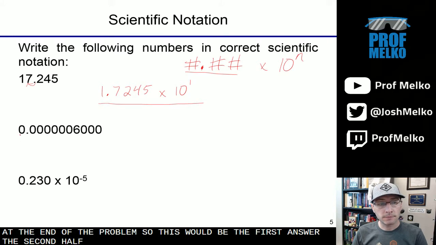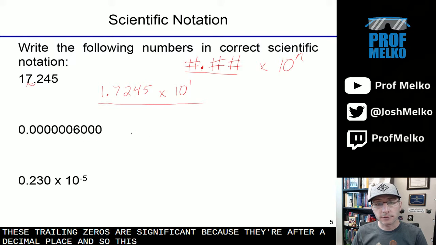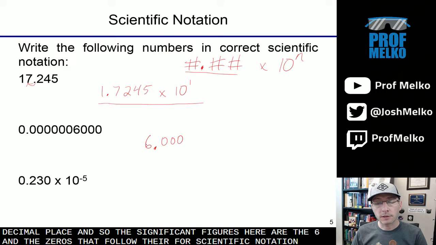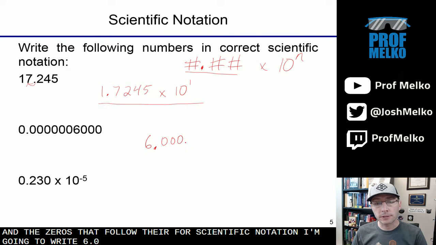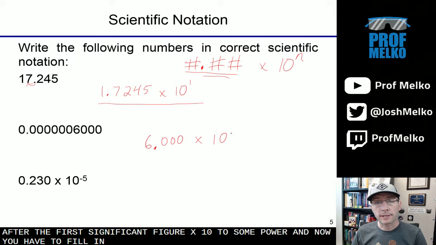The second answer, these leading zeros are not significant. These trailing zeros are significant because they're after a decimal place. And so the significant figures here are the 6 and the zeros that follow. So for scientific notation, I'm going to write 6.000, always in this format with the decimal after the first significant figure, times 10 to some power, and now you have to fill in what is that power.